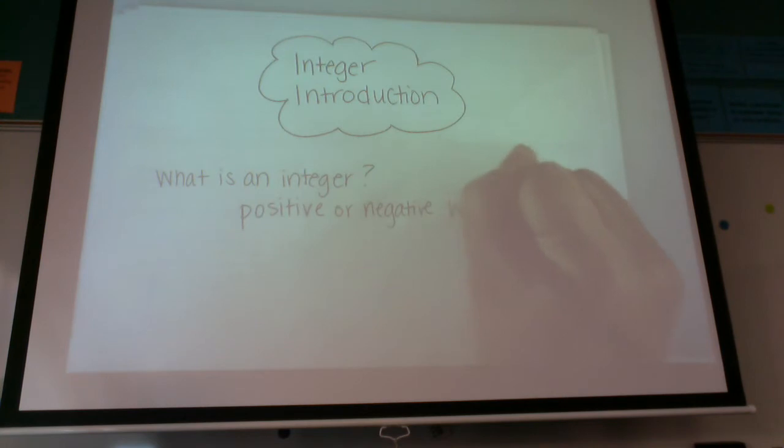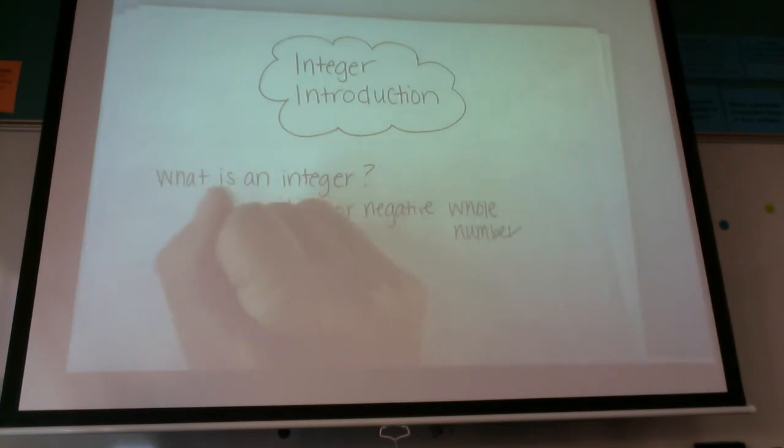Some examples of that would be 5, -3, -7, 4. Those would all be examples of integers. So we have that positive or negative number.